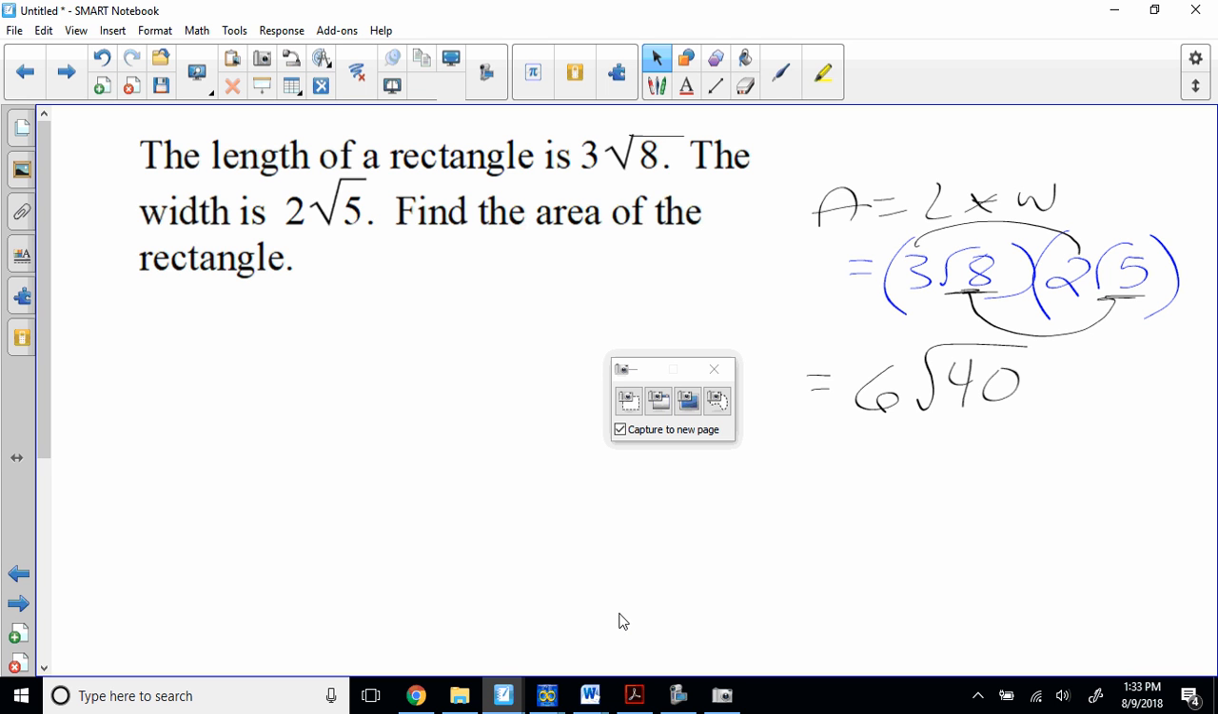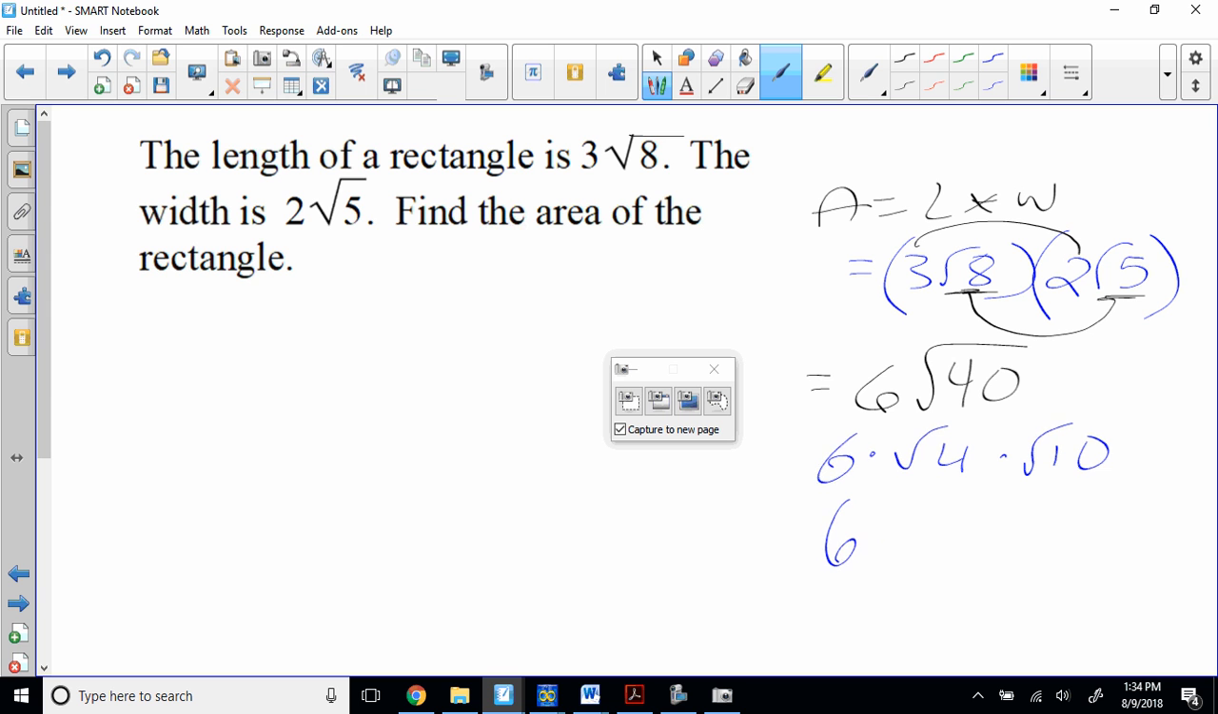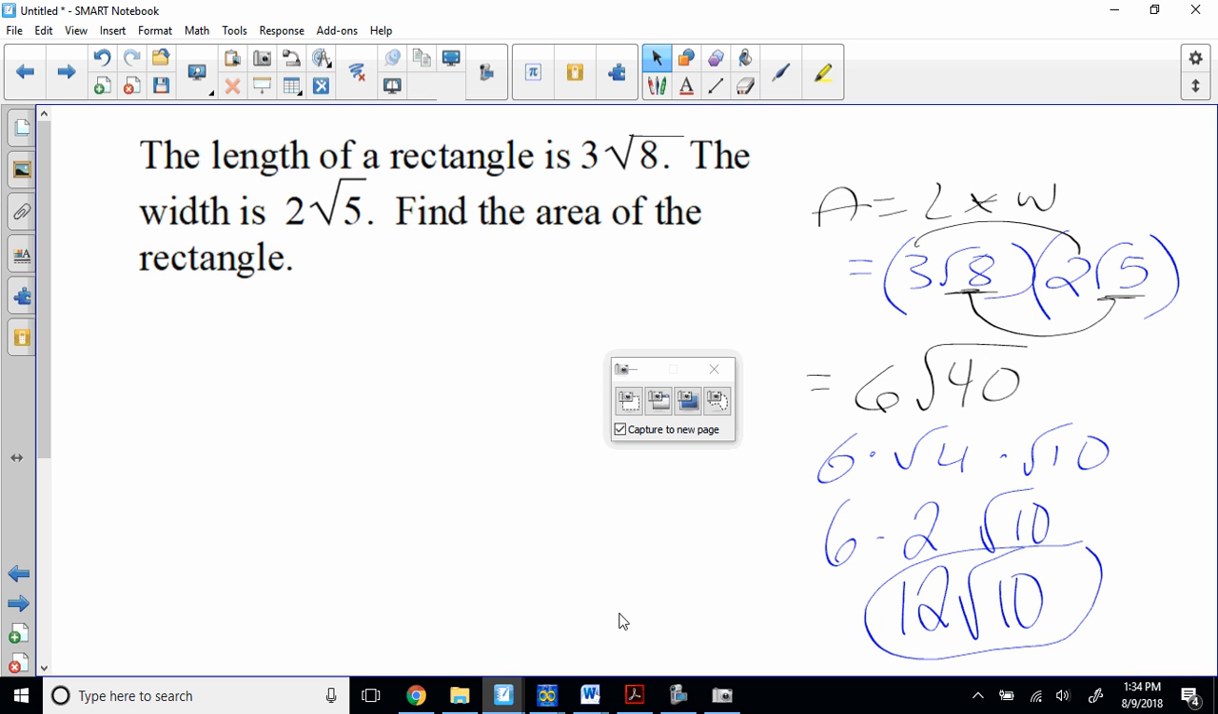All right, y'all ready? How can I break this down? 4, yeah. 6 times square root of 4 times the square root of 10. That becomes 6 times 2. Can I break 10 down? 4 won't go, 9 won't go. I'm done, right? Yes, good. So, ladies and gentlemen, that's 12 square roots of what? 10. What does this 12 square root of 10 represent? It represents the area. Good job.